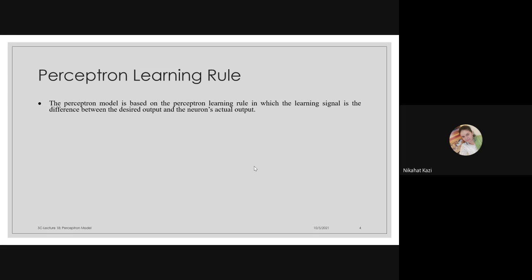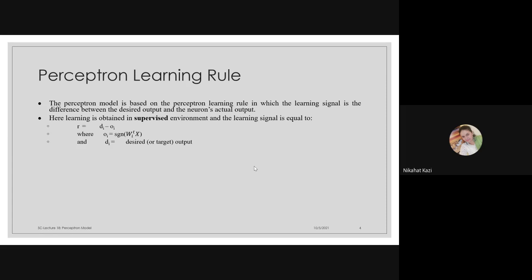Now what happens in this case is you have a label associated with the data. In the case of the Hebbian learning rule, what is the type of learning? It is unsupervised, because we didn't talk about any desired output, right? We didn't talk about the target for each input pattern. But in the case of the perceptron learning rule, you have a desired output. So the learning signal is the difference between the desired output and the neuron's actual output. So it is supervised.